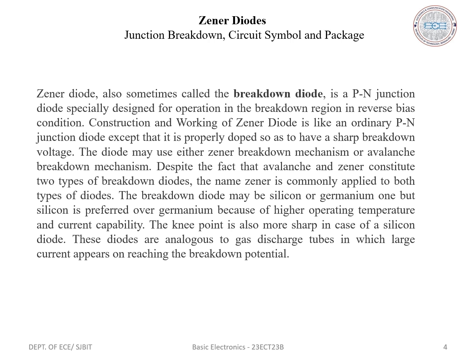The breakdown diode may be silicon or germanium, but silicon is preferred over germanium because of a higher operating temperature and current capability. The knee point is also sharper in the case of a silicon diode. These diodes are analogous to gas discharge tubes, in which a large current appears on reaching the breakdown potential.